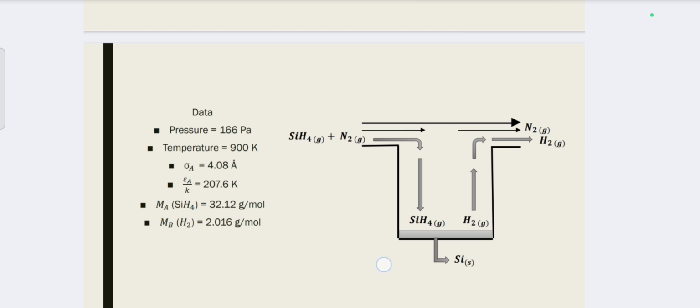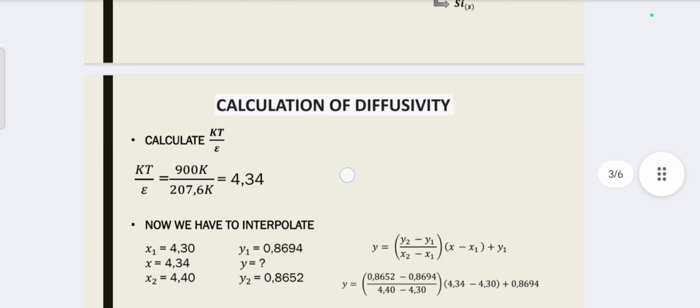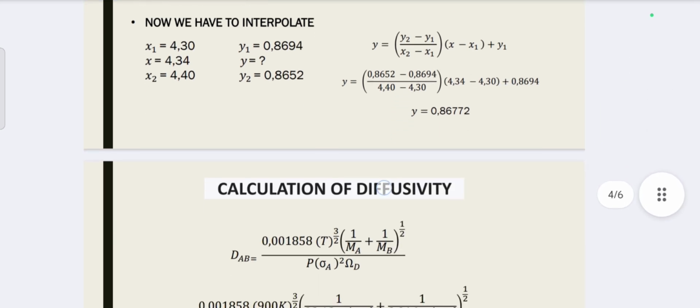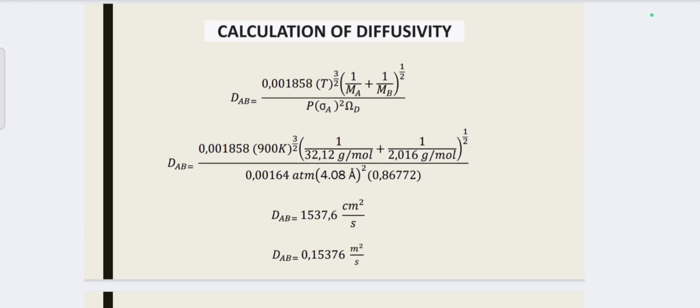In order to calculate the diffusivity, we must calculate kT over epsilon, and then we must interpolate. Then the interpolation is equal to 0.8677. Then we substitute all the values into the diffusivity equation and calculate, as you can see. So the diffusivity of silane is equal to 0.15376 square meters per second.